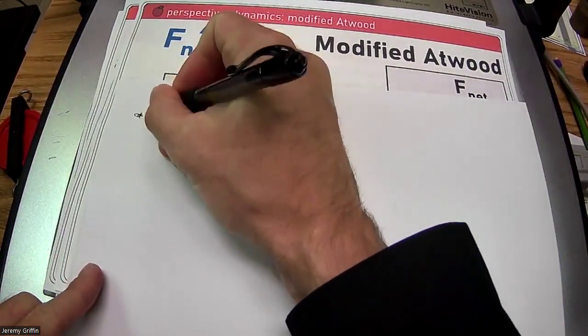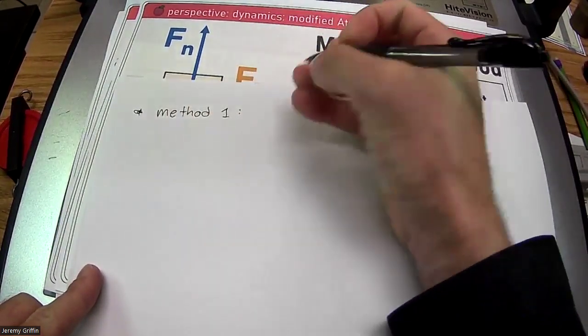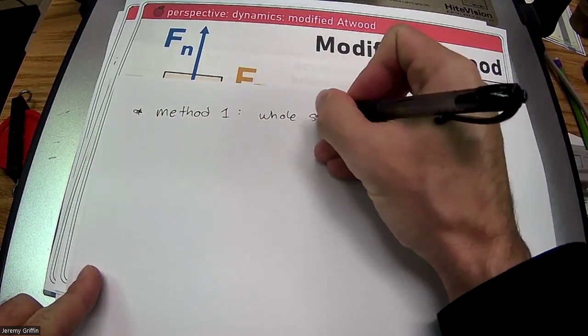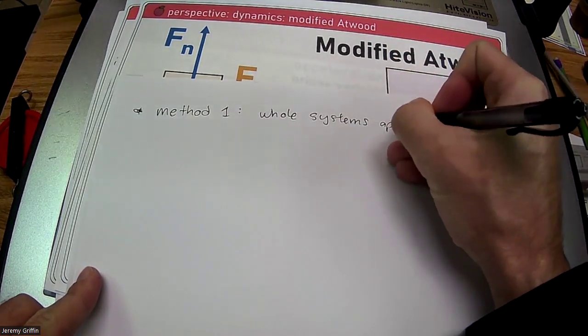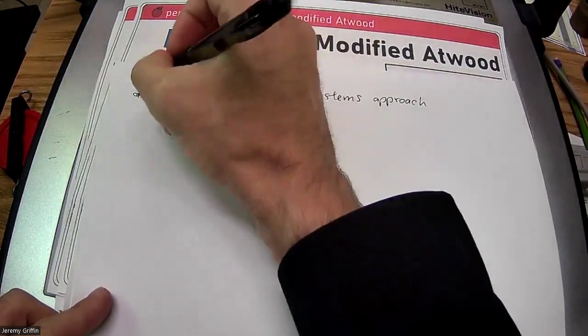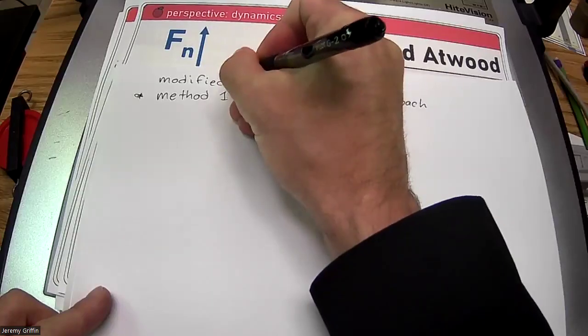So I'm going to do method 1. I'll show you guys two methods to solve this. Method 1 is what I've seen AP call a whole systems approach. You guys are probably writing this in your notes, right? Whole systems approach. So this is a modified Atwood.